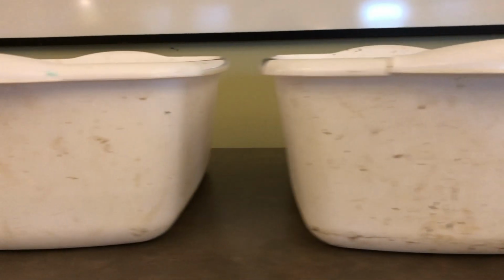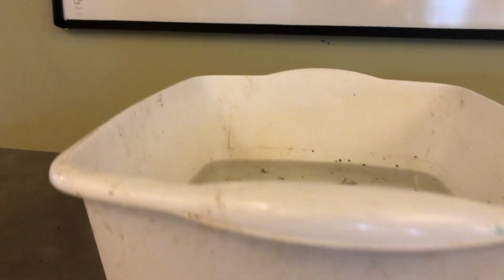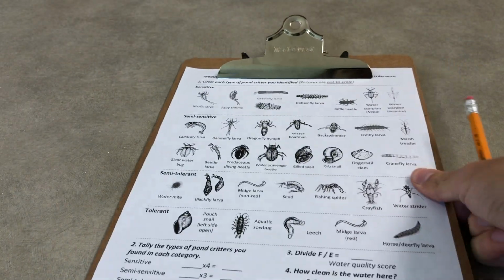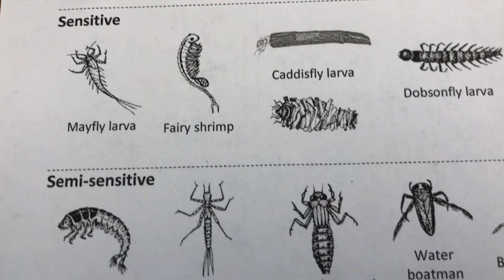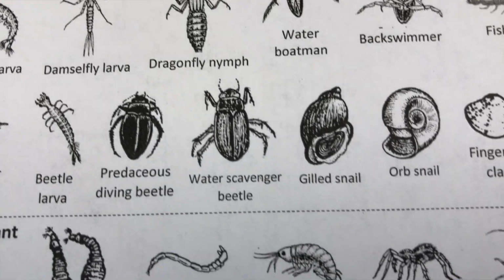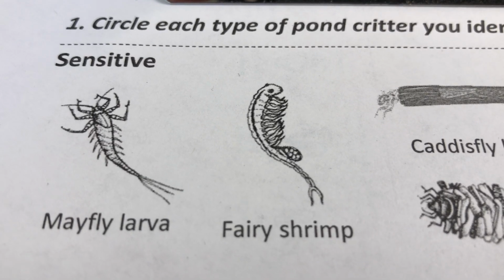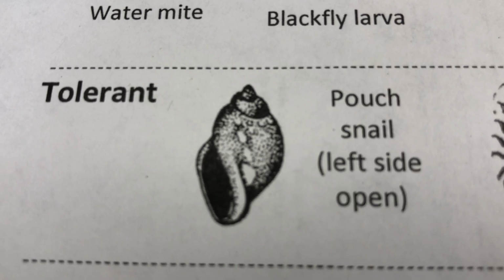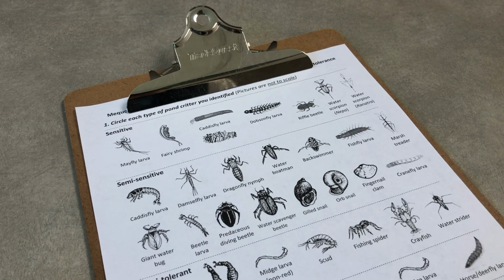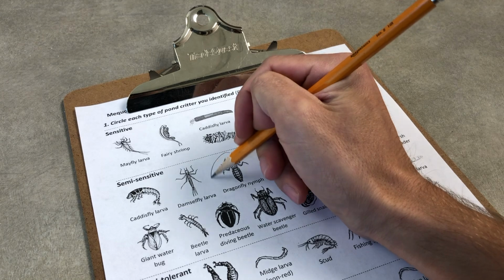Before you are two sample containers that simulate two different wetlands. Using your biotic indexing sheet, your goal is to determine the water quality for both samples based on what species are present in them. Keep track of how many species are sensitive, semi-sensitive, semi-tolerant, and tolerant. Count each species you see as one, circling it.